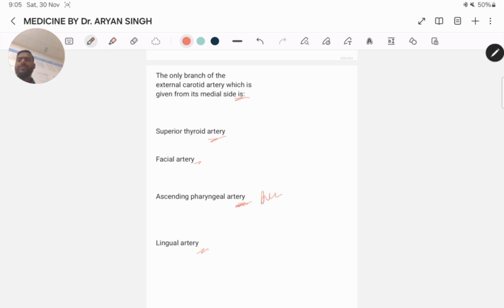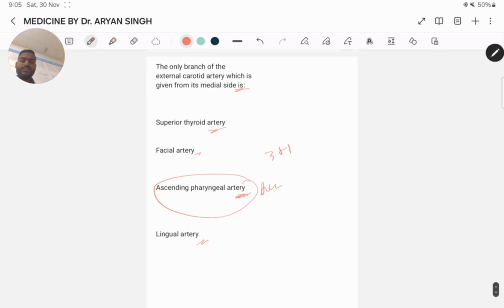So the only branch of the external carotid artery which is given from the medial side is the ascending pharyngeal artery. The external carotid artery is a branch of the common carotid artery which begins at the upper border of the thyroid cartilage, at the level between the third and fourth cervical vertebra. Branches of the external carotid are the superior thyroid artery, ascending pharyngeal artery, lingual artery, facial artery.